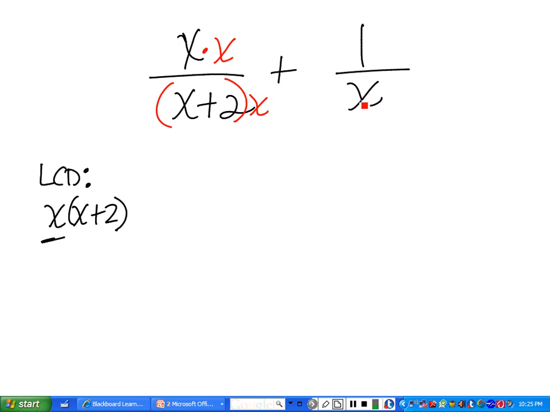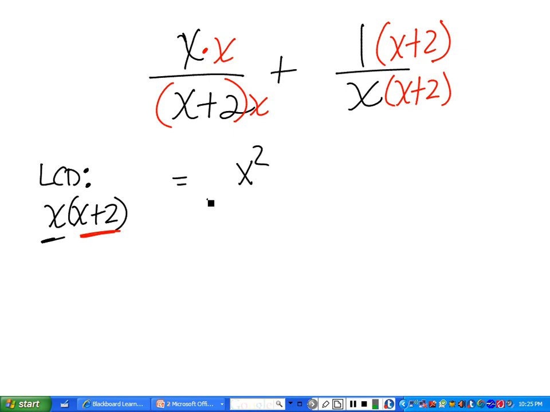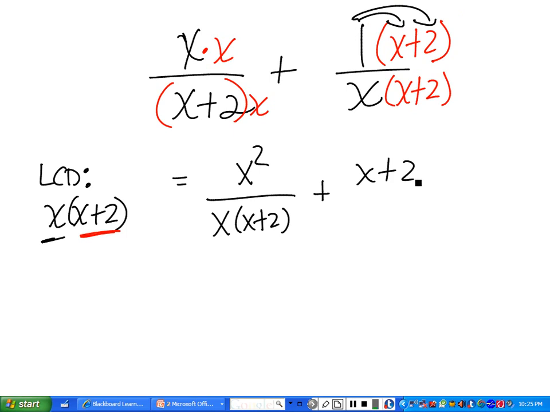Alright, let's look over here on the right side. We have the x, but we're missing the x plus 2 on this side. So we'll multiply numerator and denominator by that same factor. Let's see what we have. We have x squared over x times x plus 2 plus 1 times everything over here. It's x plus 2 times x plus 2.